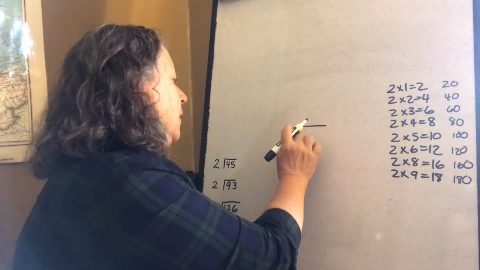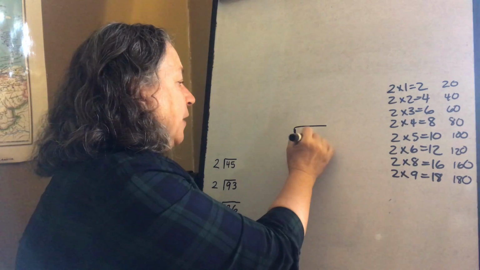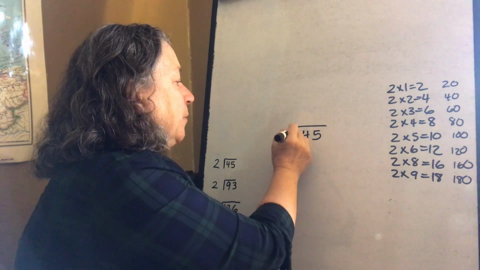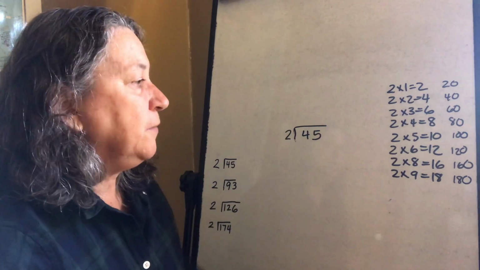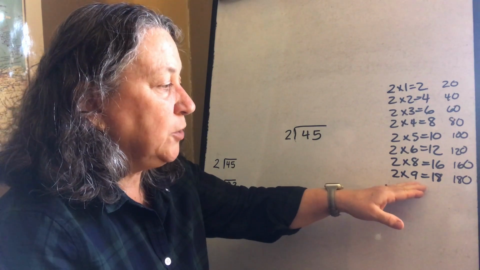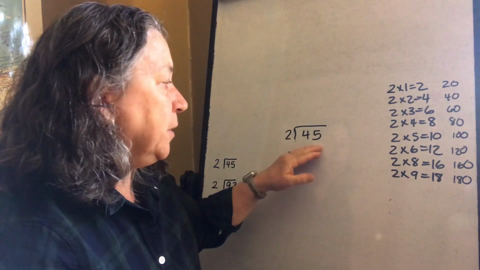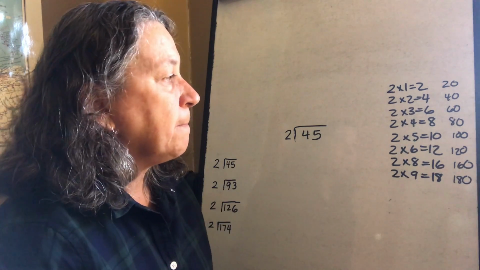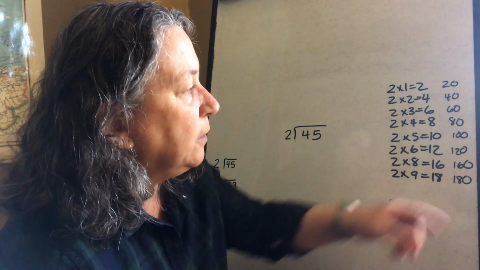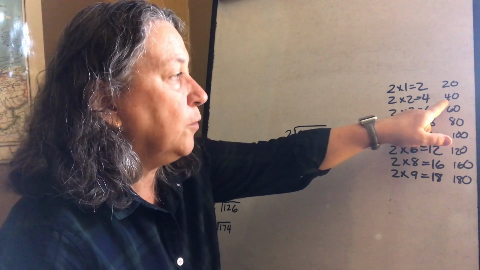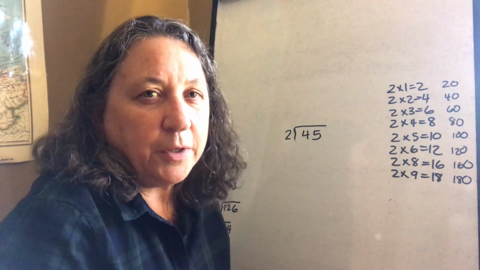So here we go. If we are dividing the number 45 into 2 groups, and we want to know how many would be in each group, then we obviously are not going to be using a single digit. 2 times 9 is 18, nowhere near 45. So we're going to have to be thinking about multiples of 10. When you look at your multiples of 10, which one comes closest to 45 without going over? 40. So how did we make 40?